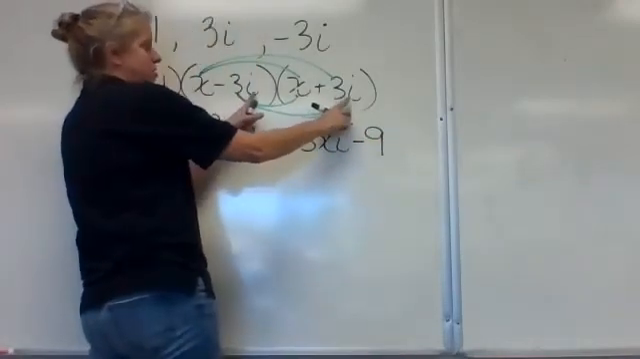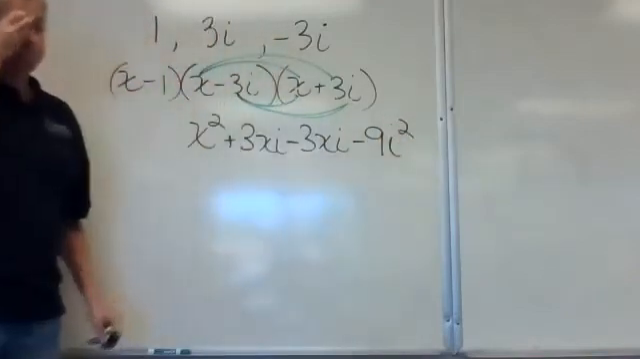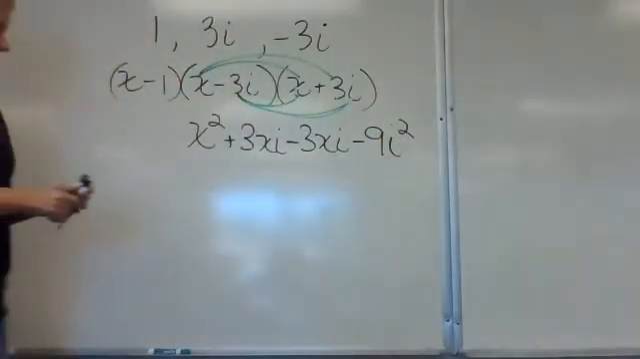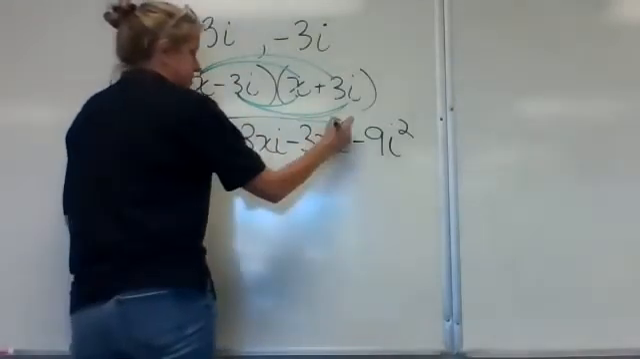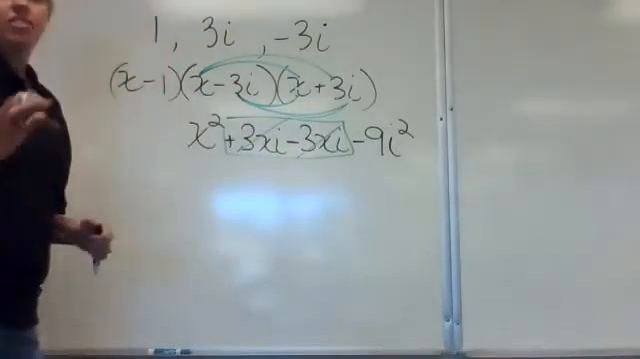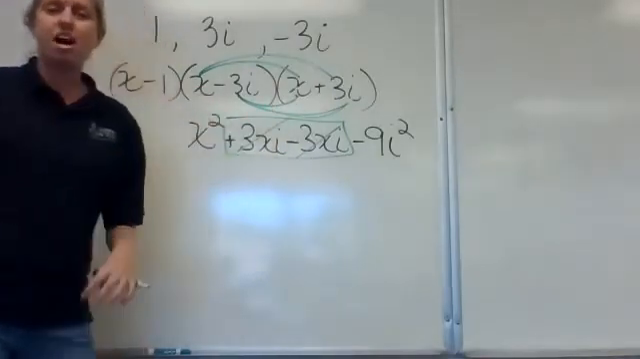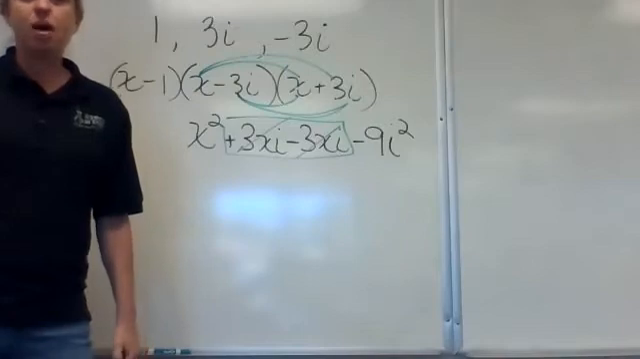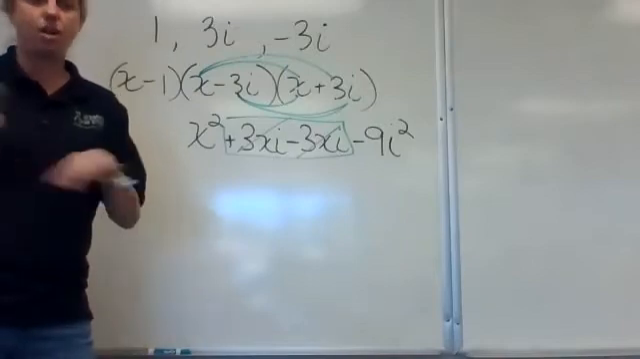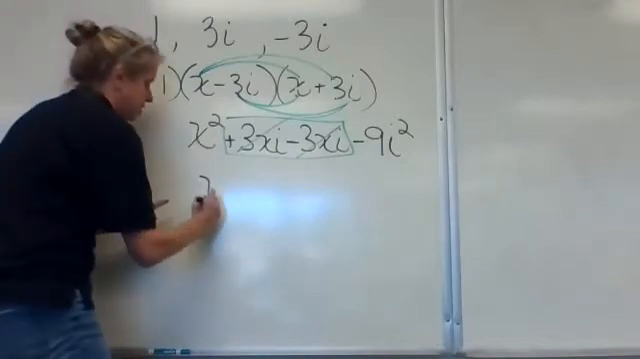And here's where we're going to run into the i squared. So like we said, those two terms are going to combine and cancel each other out. That is going to happen 100% of the time when you multiply conjugates together. That's why you like to do those first, to get rid of some stuff. Now, all I'm left with here is the x squared.